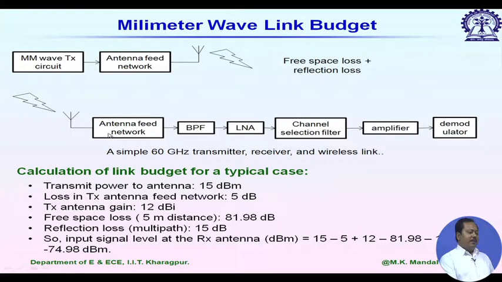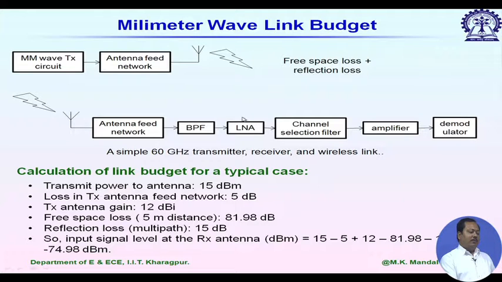Next, at the receiver side, we have the receive antenna, then the antenna feed network followed by a band pass filter. We typically use a band pass filter just after the antenna to minimize the thermal noise contribution, as well as to minimize any undesired interference from other sources. And immediately after that, we use a low noise amplifier, for which the noise figure is very small.